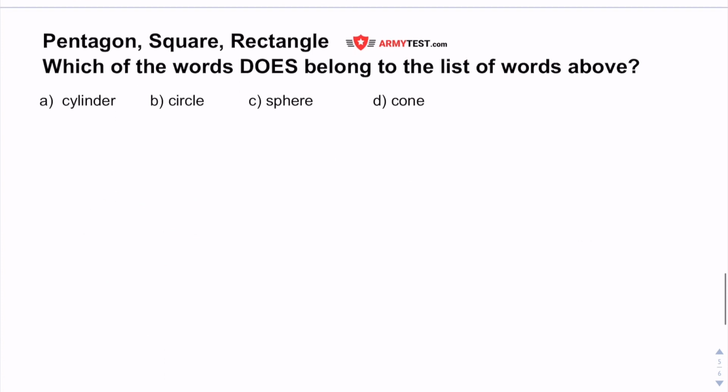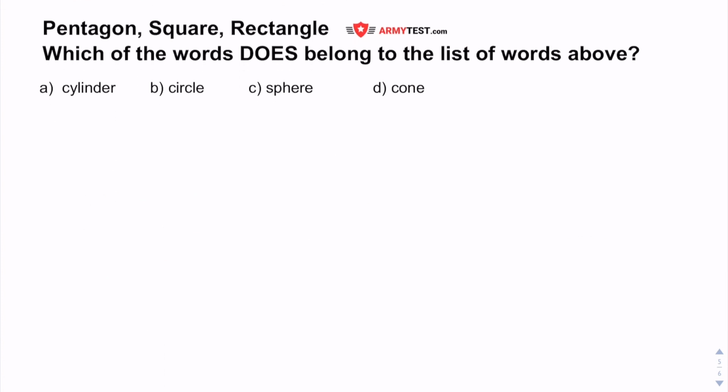And now for our last question here. This one says, pentagon, square, rectangle. Which of the words does belong to the list of words above? Namely, this list of words. And it gives you 4 options. A, cylinder, B, circle, C, sphere, or D, cone.